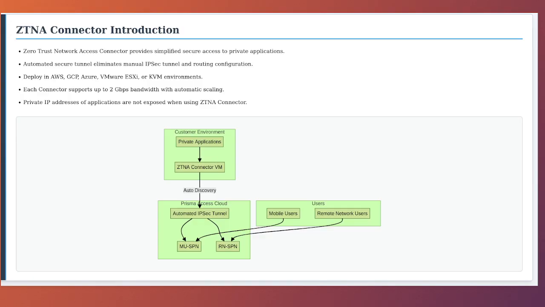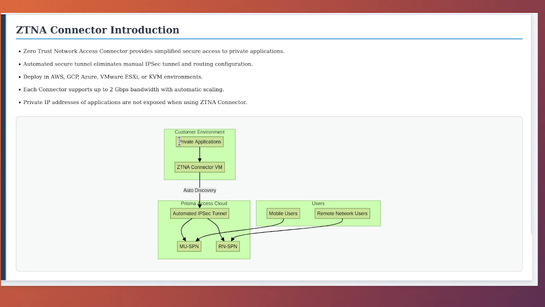It provides mobile users and users at branch locations access to your private apps using an automated secure tunnel. The key advantage is that you don't have to manually set up IPsec tunnels and routing definitions to access private apps in your data centers, headquarters locations, public cloud environments, or partner networks. The diagram illustrates the Zero Trust Network Access Connector architecture.